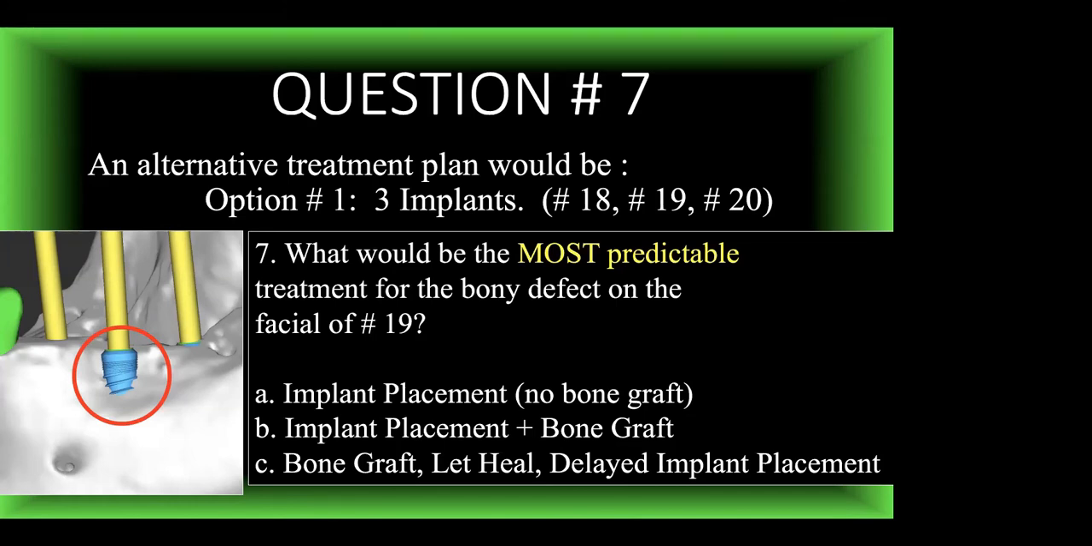A, do we do implant placement, no bone graft, close it up, call it a day, and look at 2-dimensional images all for the rest of this patient's recall exams and not see that there's no facial plate there? Or should we do number B, implant placement and do a graft at the same time you place the implant? Or do we bone graft, close it up, let it heal, come back in, and delayed implant placement? So with that being said, A, B, or C as the most predictable treatment for this patient with this existing defect.